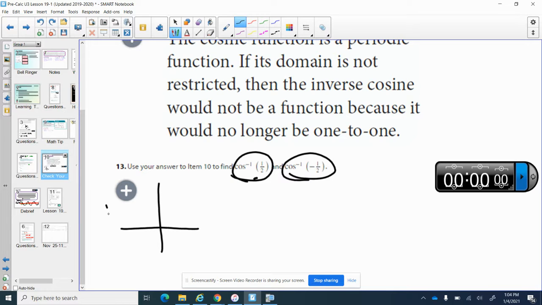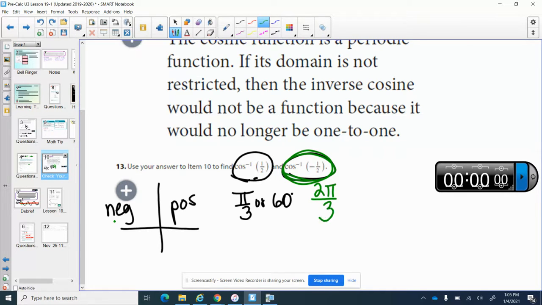Well, cosine is negative in quadrant 2, positive in quadrant 1. So we know it's a quadrant 1 value since it's positive, and it's equal to 1/2 at pi over 3 radians, or 60 degrees if they were asking for degrees, right? For cosine of -1/2, again, that's in quadrant 2 because it's negative, and that occurs at 2 pi over 3, that the cosine is negative 1/2 on our unit circle, or 120 degrees.